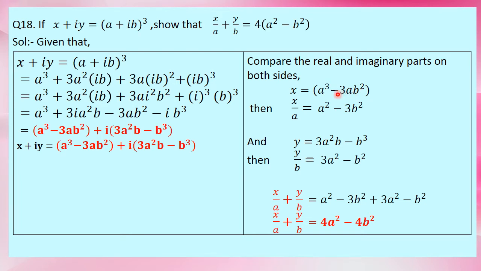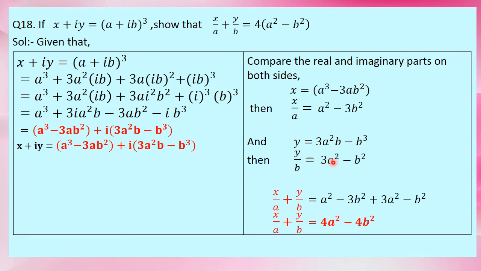Similarly, we will equate the imaginary part, that is y. y is equal to 3a square b minus b cube. While writing the imaginary part, we don't consider i, only the real number we take as the imaginary part. Now, y upon b, since b is common in these two terms, we divide by b, is equal to 3a square minus b square.